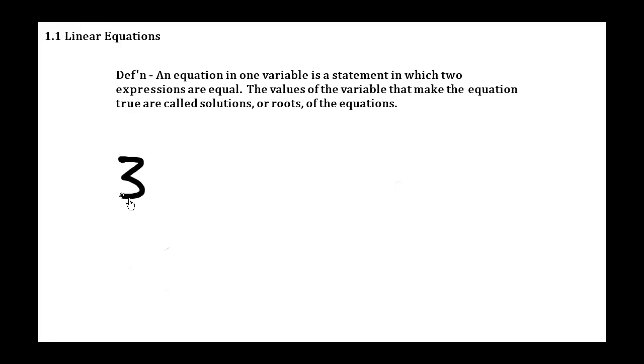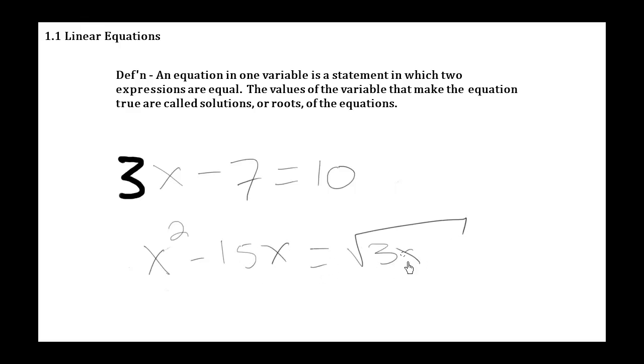So I have 3x minus 7 is 10. This is an equation. There's the equal sign and I have stuff on both sides. x squared minus 15x equals the square root of 3x plus 4. This is an equation too. Again, we have that equal sign and stuff on both sides. That's the big difference. With expressions, we just have some kind of expression, no equal sign. Here, both sides have stuff on them. Okay, so let's look at some linear equations.